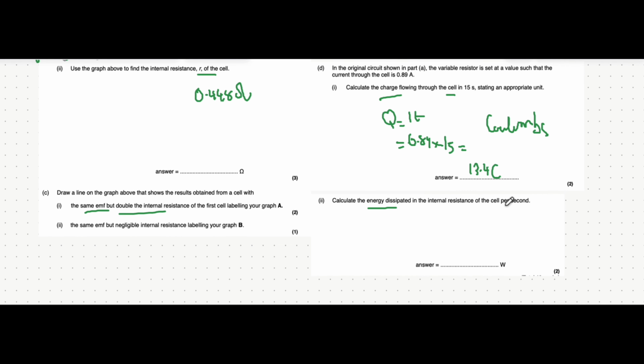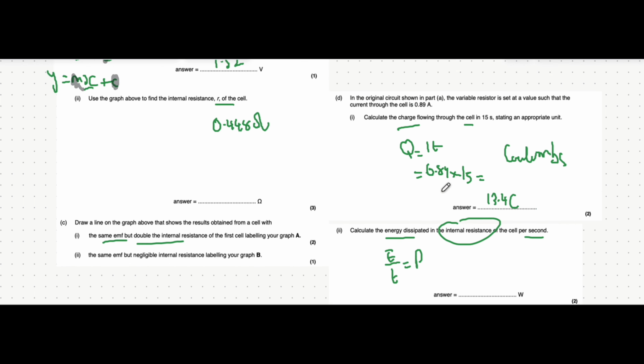Let's now move on to finding the energy dissipated per second. So always try to think about what energy per second or energy per time actually means. It actually means power. So if we can use an alternative equation to find power, that's the same as finding the energy per second. Let's focus on finding the power through the internal resistance. What do we know about the internal resistance? We know the current flowing through it is 0.89 amps. And I think before we calculate the internal resistance, right? Yeah, we know the actual resistance of it.